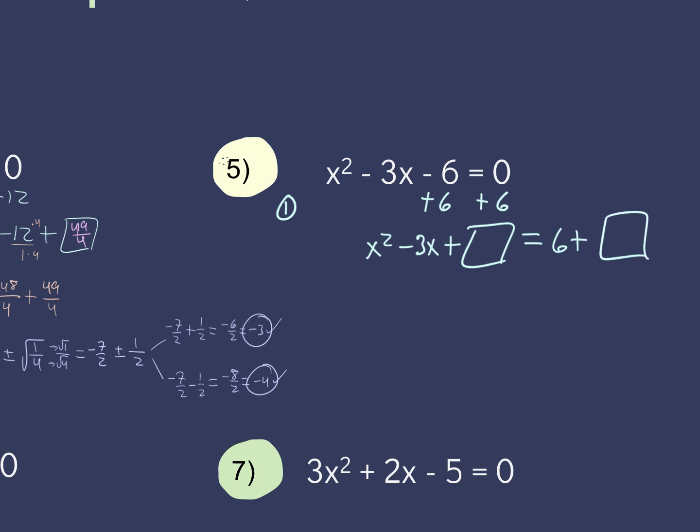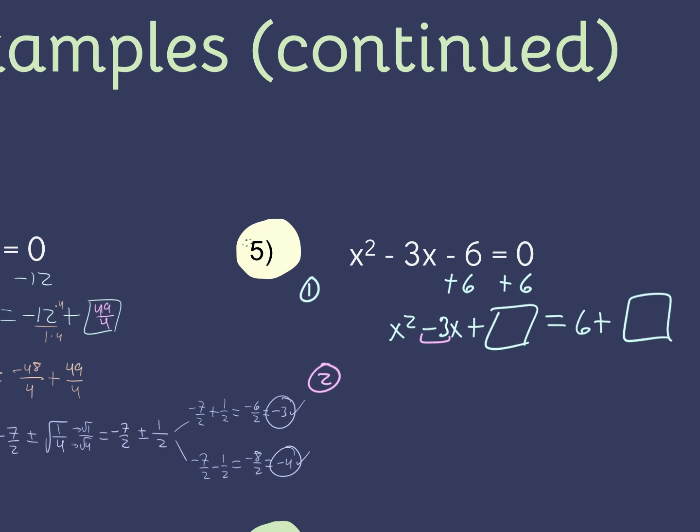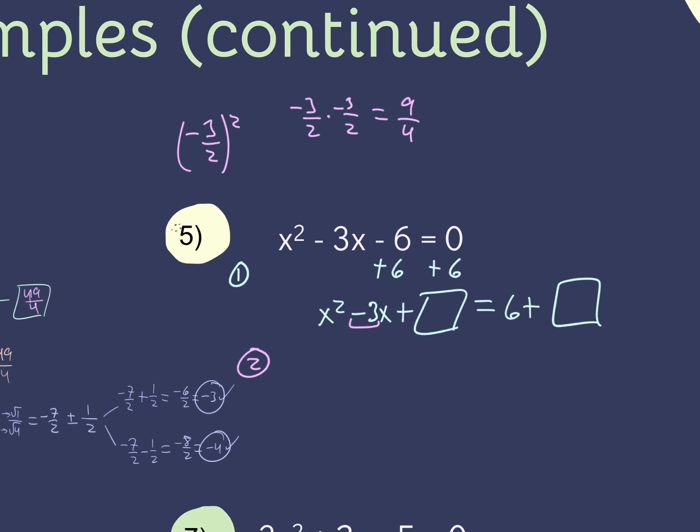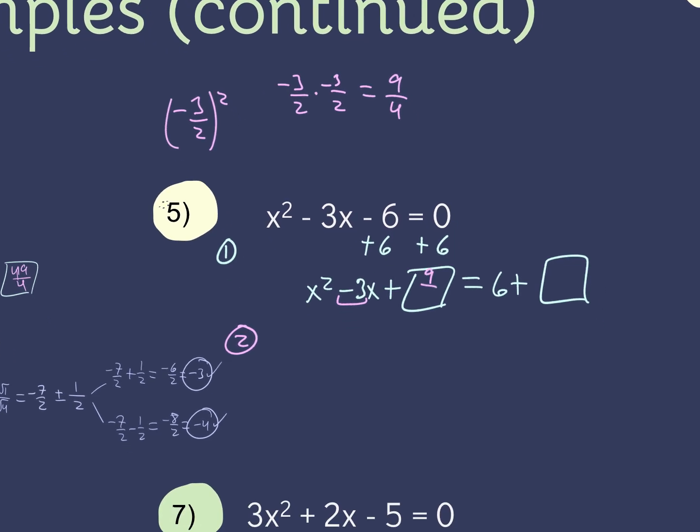The second thing you want to do is add b over 2 squared to both sides. In this case, b is negative 3. And then, again, just like the last one, I'll do that up here. Negative 3 over 2 squared. To square this, you can square the top, square the bottom, or just do it twice: negative 3 over 2 times negative 3 over 2. Should get you positive 9 over 4. So that's what we're adding on both sides. We're adding 9 over 4 plus 9 over 4.